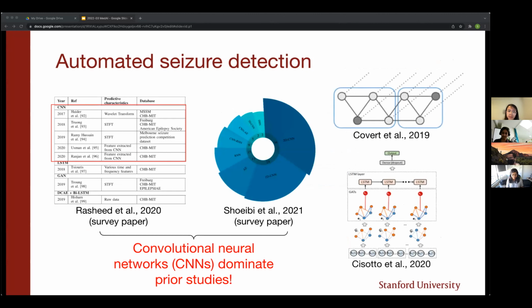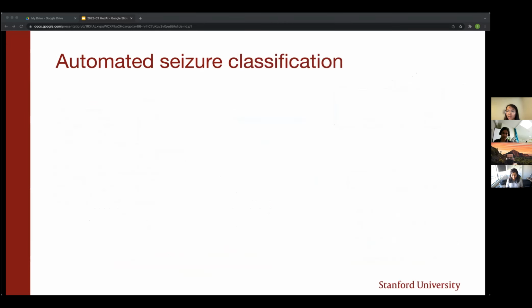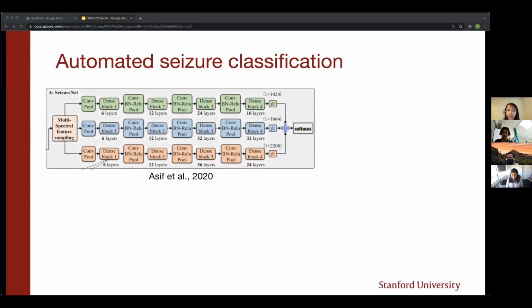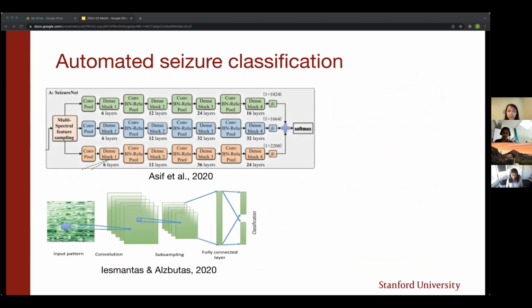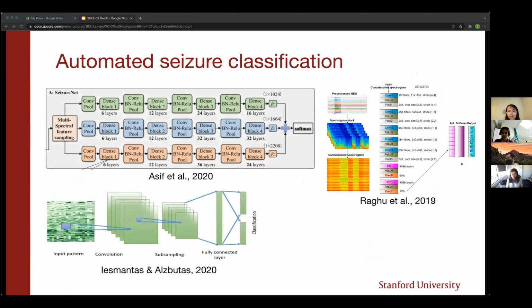We also found some papers about graph neural networks applied for seizure detection. If we look at seizure classification studies, there are much fewer studies. And this is most likely because seizure classification is a much more challenging problem, and there is a very limited number of public data sets that have seizure type labels. Nevertheless, we still found that CNNs dominate prior seizure classification studies. And to our knowledge, we didn't find any study that has applied graph neural networks for seizure classification.